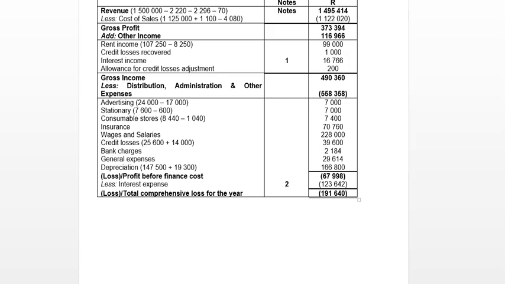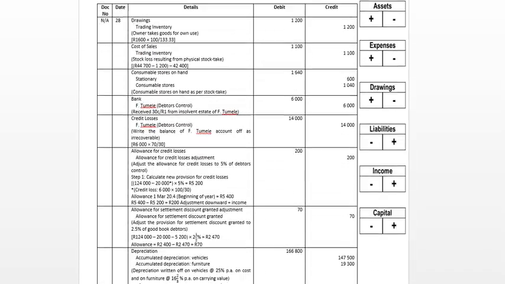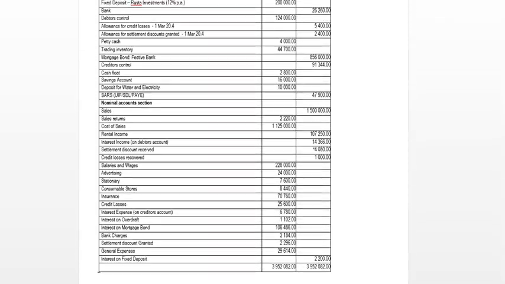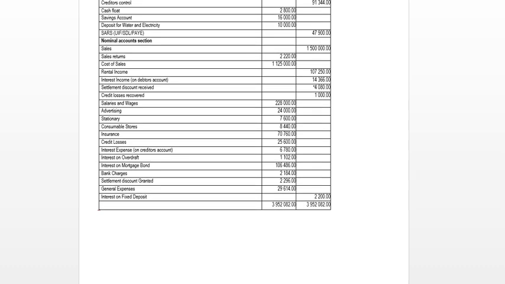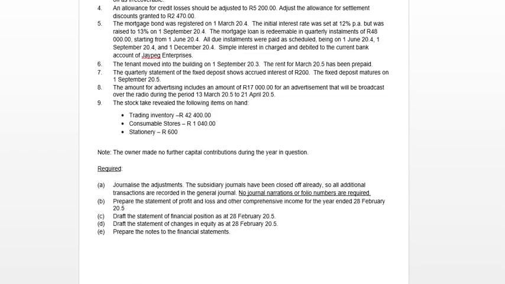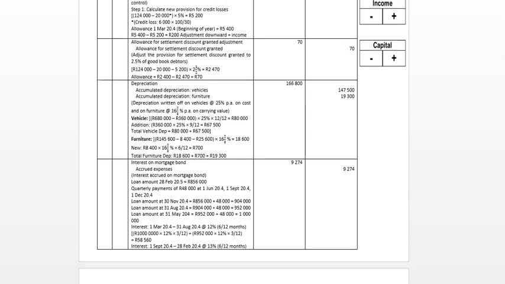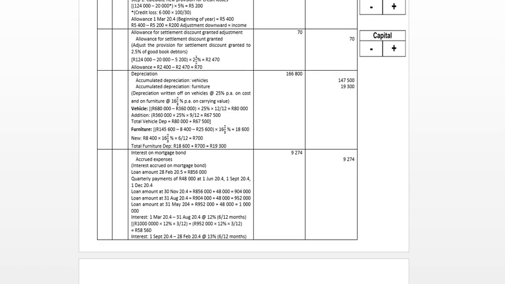Okay. Now, finally, what we need to do is look at our interest expense, and for that, we will look at note number 2. So what was our interest expense? Our interest expense was our interest expense on credit account of 6,780 Rand, our interest on overdraft of 1,102 Rand, and our interest on mortgage loan of 106,486 Rand. But with our interest on mortgage loan, remember we underpaid. We still needed to pay. That expense still needs to increase by 9,274.